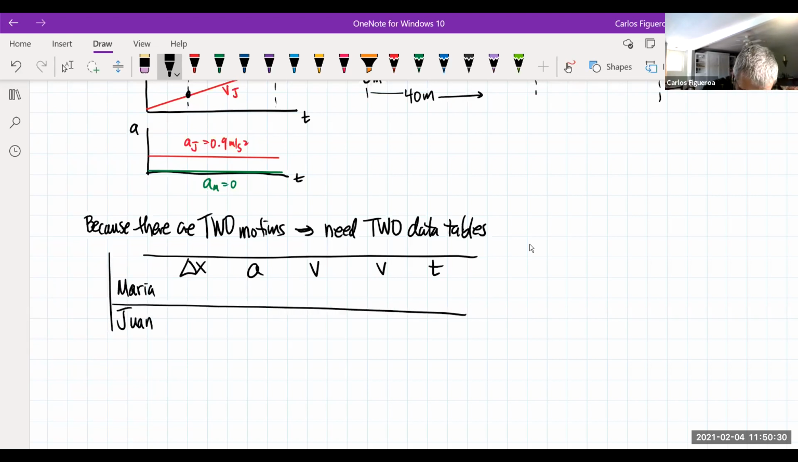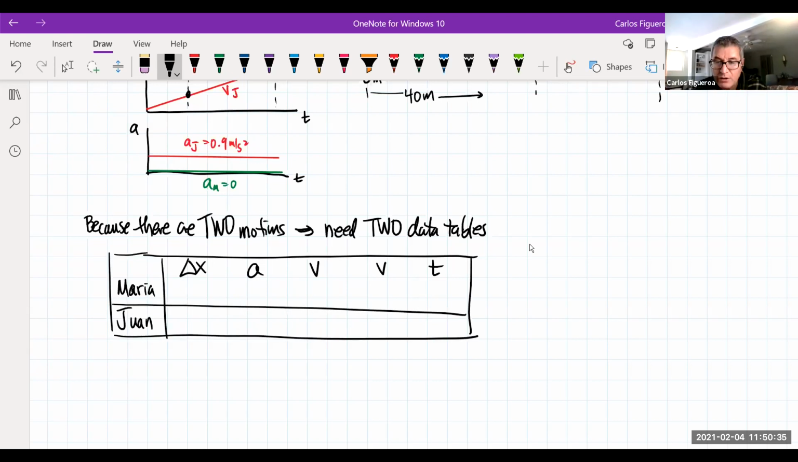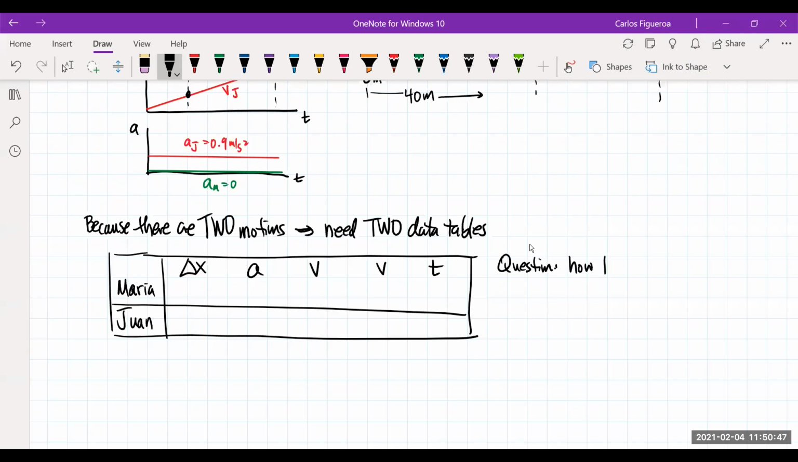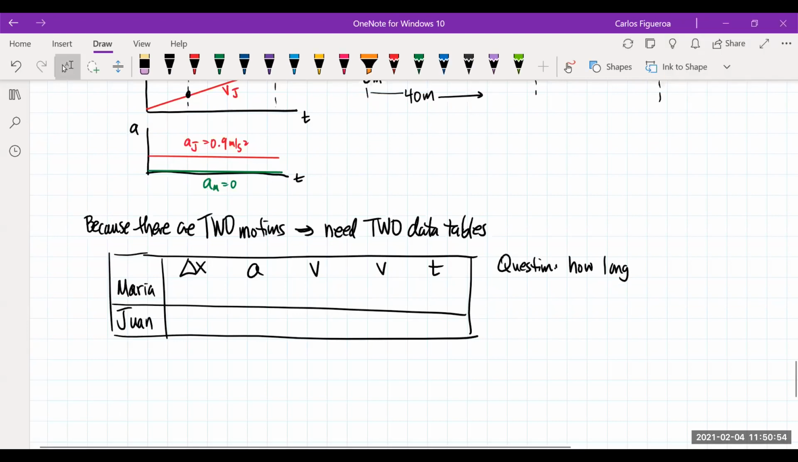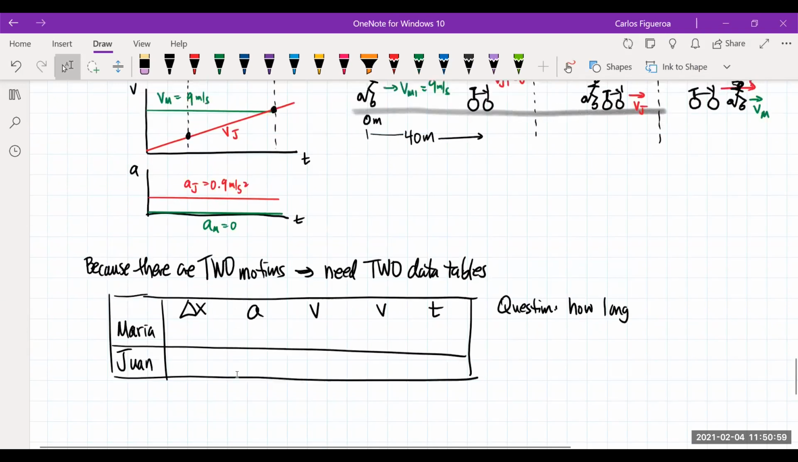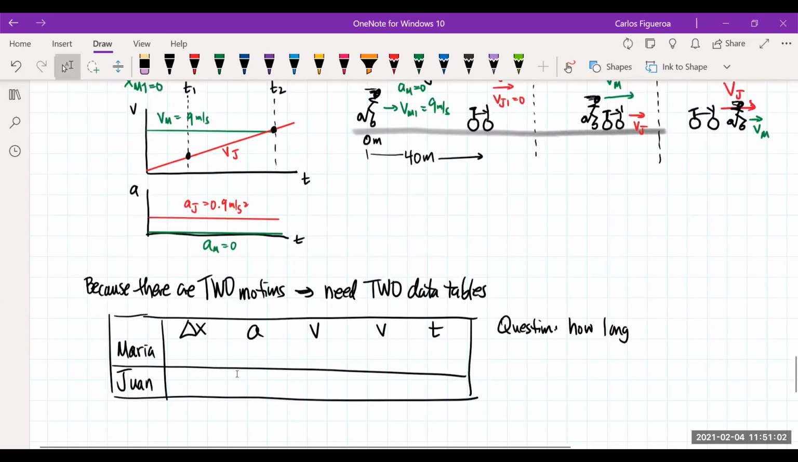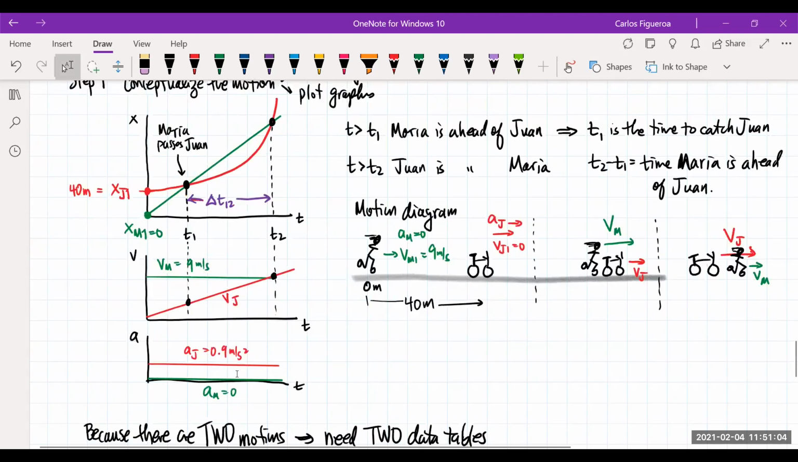So the first part of the question was what? How long does it take to catch Juan? Carlos, yes. I have a quick question on the velocity graph. Okay. We were actually discussing this in the chat. We're debating whether Juan had to have had a higher velocity in order to pass Maria at t=2.